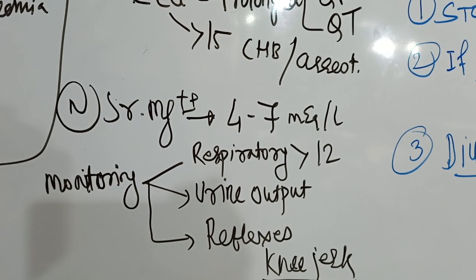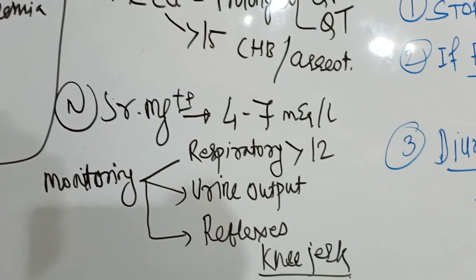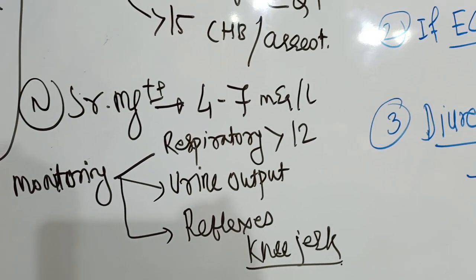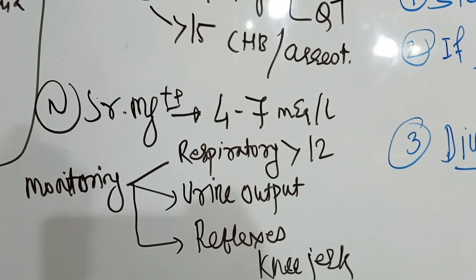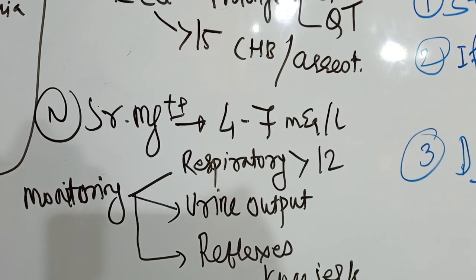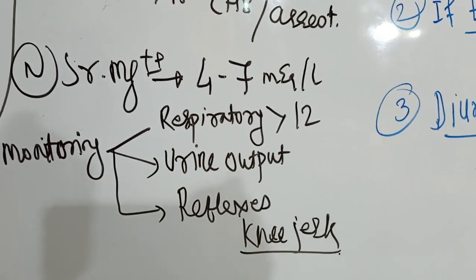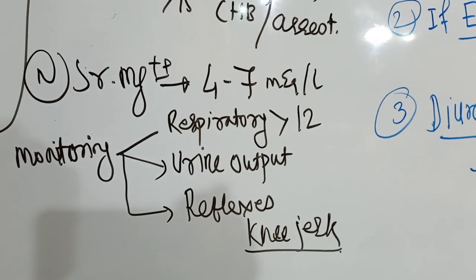For monitoring hypermagnesemia, when we are giving magnesium sulfate to an eclamptic patient, we usually monitor respiratory rate, which should be more than 12, and urine output, which should be more than 30 ml per hour, or 0.5 ml per kg per hour. And we check the knee reflex for monitoring magnesium level.